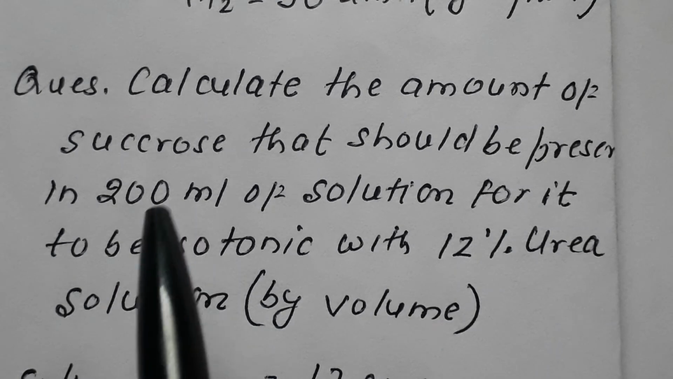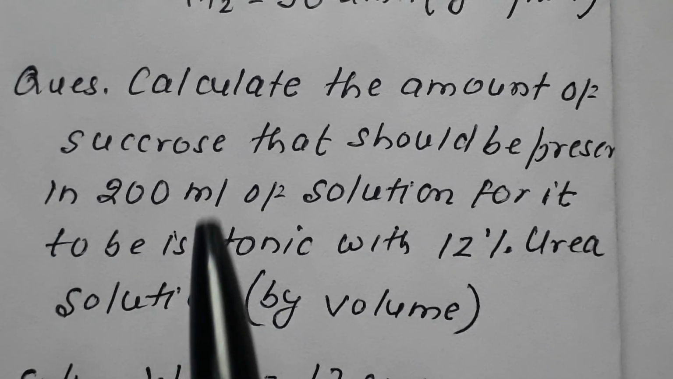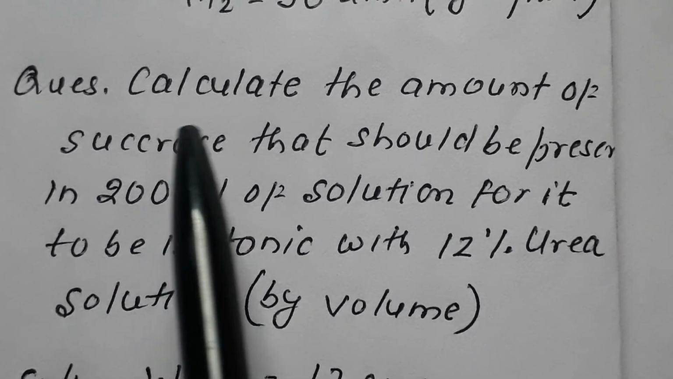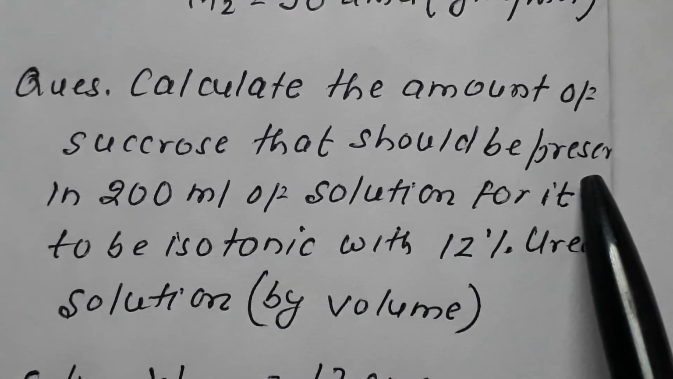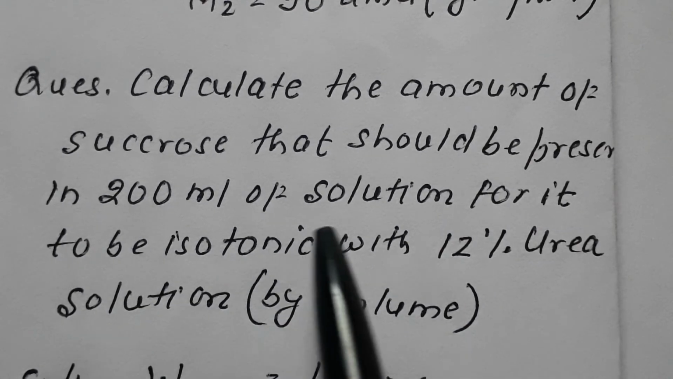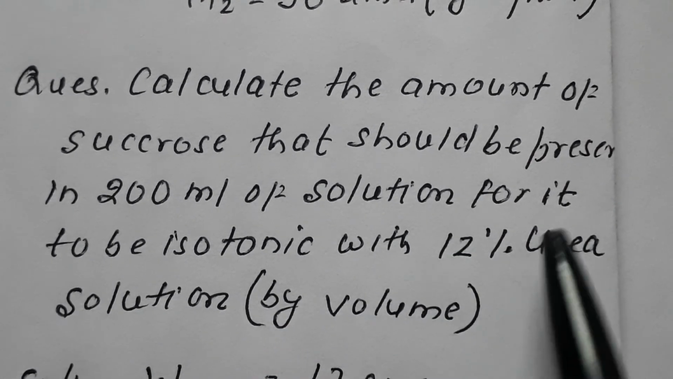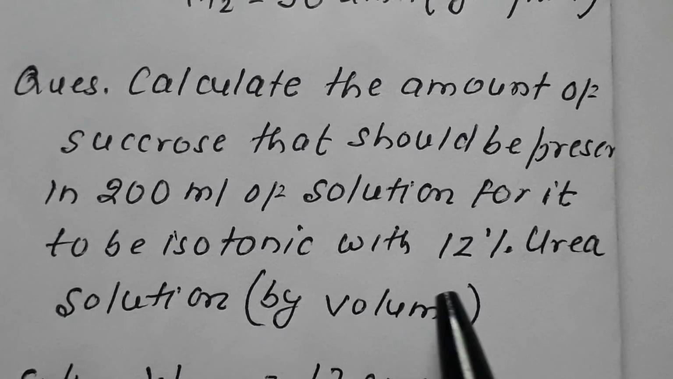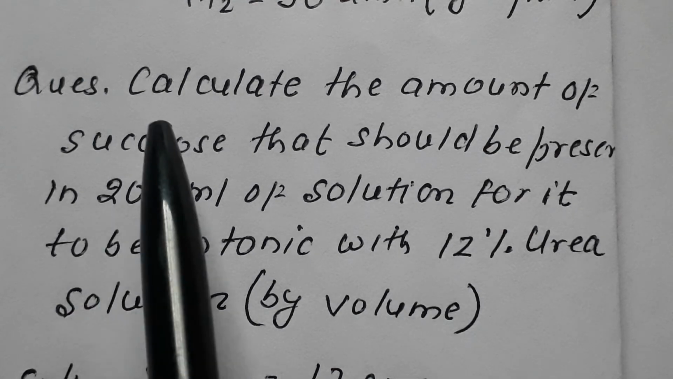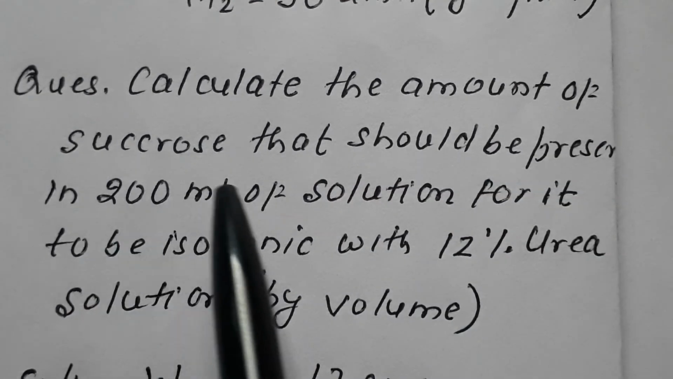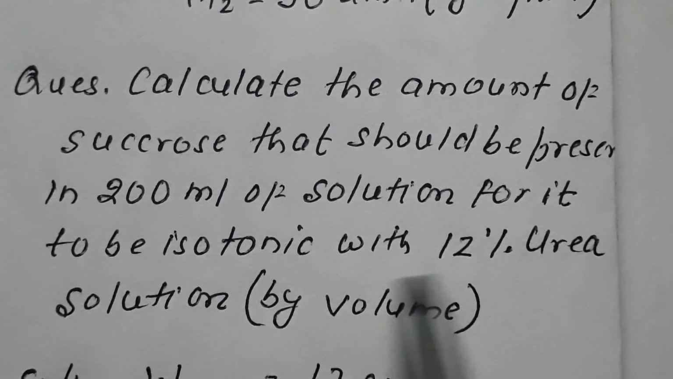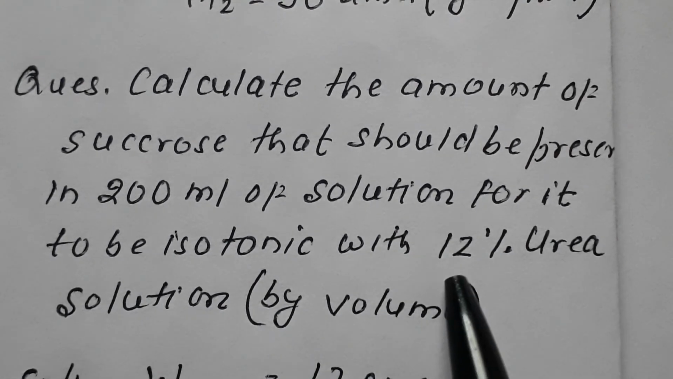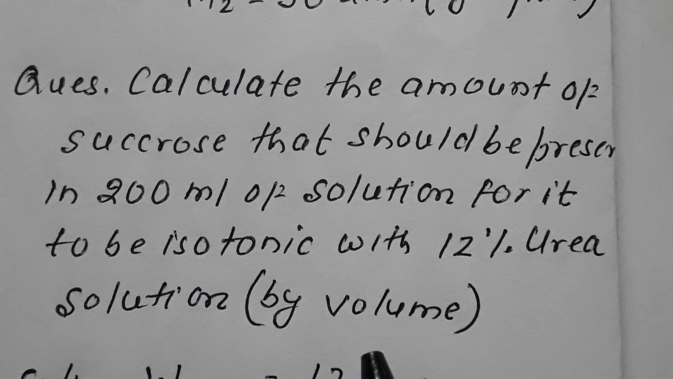Let us discuss one more numerical based on the isotonic point. The question goes: calculate the amount of sucrose that should be present in 200 ml of solution for it to be isotonic with 12% urea solution by volume. Calculate the amount of sucrose that should be present in 200 ml of solution for it to be isotonic with 12% urea solution, which is by volume.